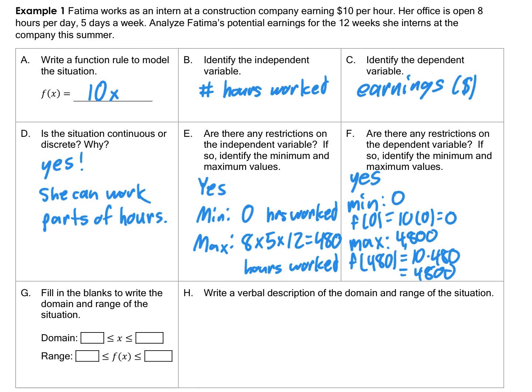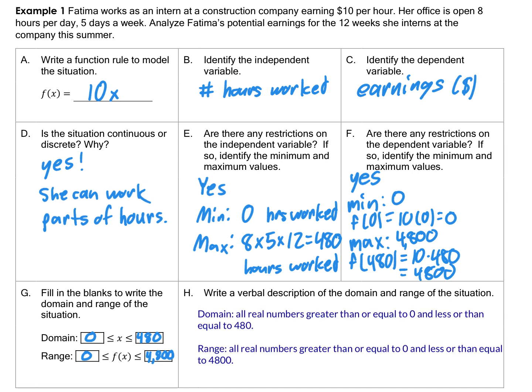Let's fill in the blanks to write the domain and range of the situation. The domain is the set of inputs or independent variable values. So 0 is less than or equal to x is less than or equal to 480. The range is the set of all possible dependent variables or outputs. Therefore, 0 is less than or equal to f of x is less than or equal to 4,800. Finally, write a verbal description of the domain and range of the situation.